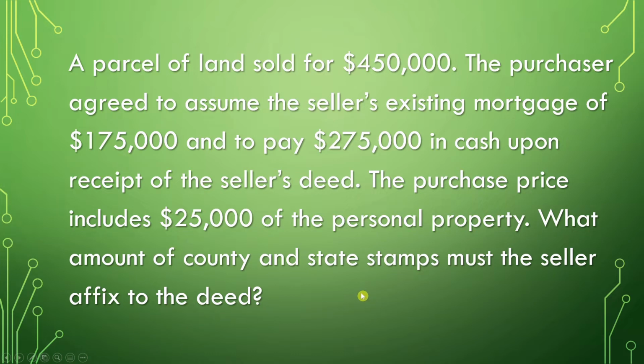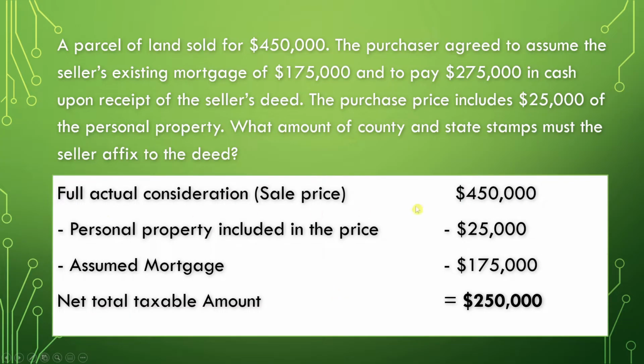All right, so let's first of all figure out what the taxable amount is, and then we will solve for the taxes. Our full consideration is $450,000. Then we subtract the personal property of $25,000, right? So if you look, these numbers are from the question, so I'm not making up these numbers, okay? In the question, personal property was $25,000, so we need to subtract that. Then it says that the buyer is taking over the seller's mortgage of $175,000, so we need to subtract that as well. And now our taxable amount is $250,000.